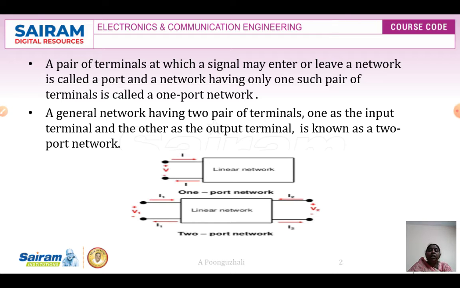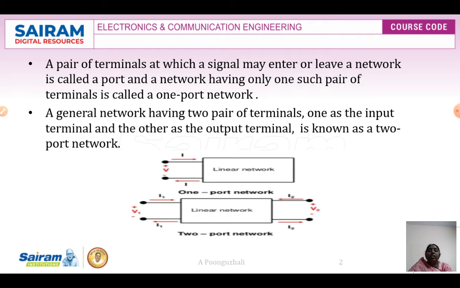The first figure shows a linear network. In this linear network we have one pair of terminals where the input signal is given as V, and because of this input signal a current I flows into the network. Since we have only one pair of terminals, we call it a one-port network.